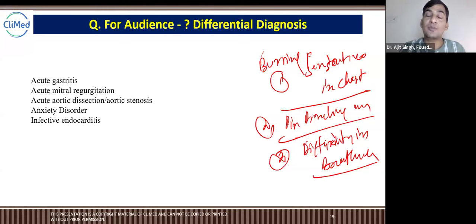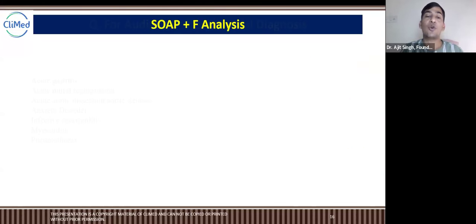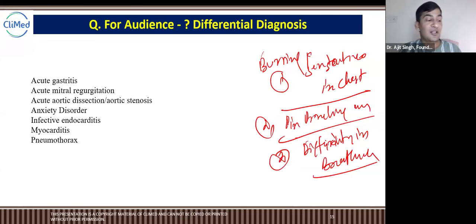Anxiety disorder mimics the same symptoms of breathing difficulty, the burning sensation, chest pain, jaw pain, back pain, headache. It mimics the exact symptoms. Severe anxiety and stress disorders also mimic the symptoms. Infective endocarditis, myocarditis, pericarditis, pneumothorax, these all were the differential diagnoses in this case.